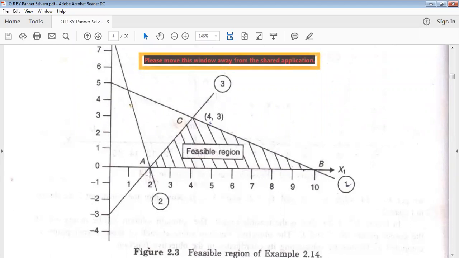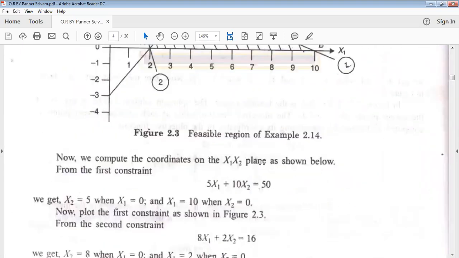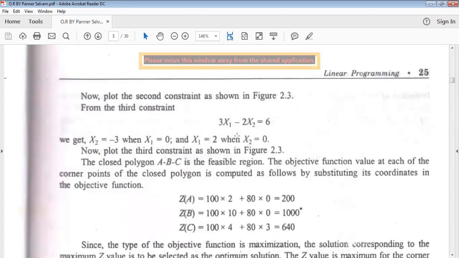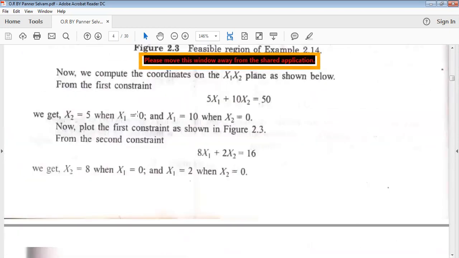And therefore, this is point A, point C, point B. These are the 3 points. So this is nothing but 2, 0, and this is 4, 3, and this is 10, 0. Like this, you have to find out the points. You substitute the values. Previously, what I told you: if x1 is equal to 0, x2 is equal to 5. If x2 is equal to 0, x1 is equal to 10.